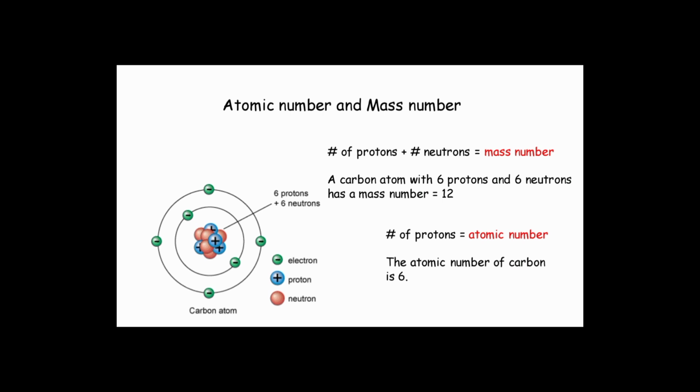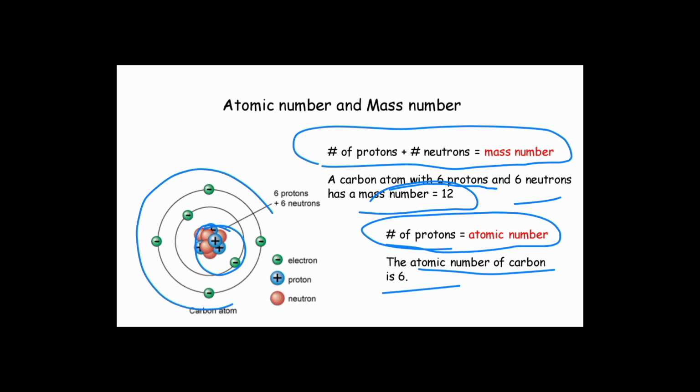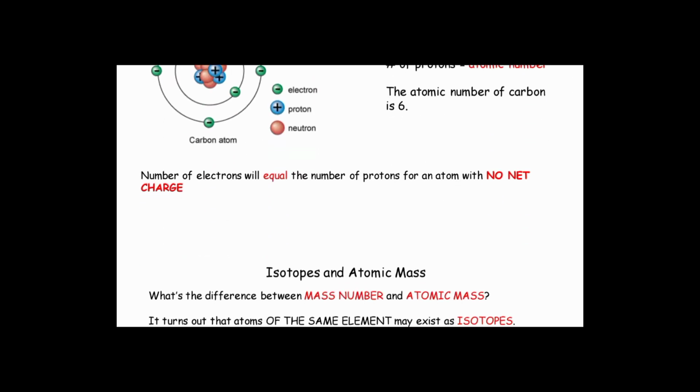Atomic number and mass number. What are atomic number and mass number? The number of protons plus the number of neutrons constitutes the mass number. The total number of protons present in an atom is also known as the atomic number, and the sum of the total number of protons and neutrons is the mass number. Carbon has atomic number 6, 6 protons, 6 neutrons, and a mass number of 12. You can see here protons and neutrons are present here, and electrons are revolving around. The number of protons is equal to the number of electrons in case the atom doesn't lose or gain electrons. The number of electrons will equal the number of protons for an atom with no net charge.